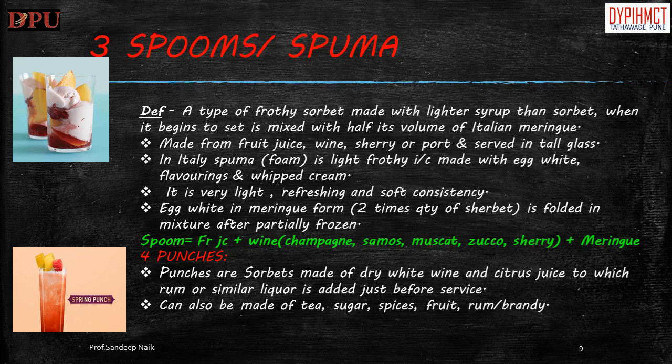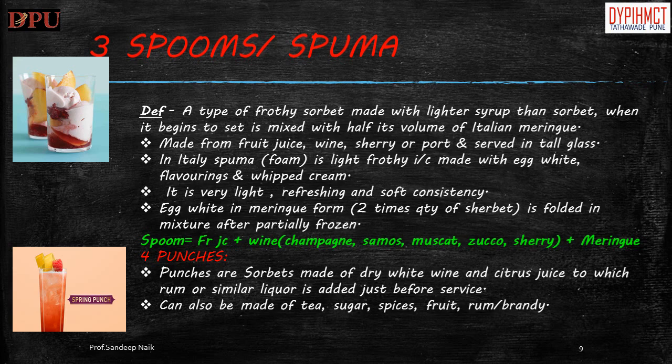3. Spuma or spume. Definition: a type of frothy sorbet made with lighter sugar syrup than sorbet. As it begins to set, it is mixed with half its volume of Italian meringue. Made from fruit juices, wine, sherry or port and served in a tall glass. In Italy, spuma, meaning foam, is a light frothy ice cream made with egg white, flavors and whipped cream. It is very light, refreshing and of soft consistency.